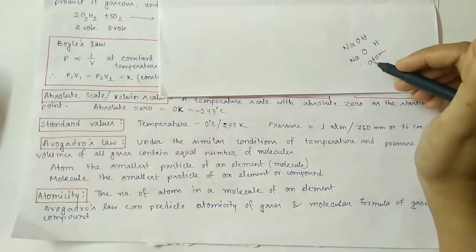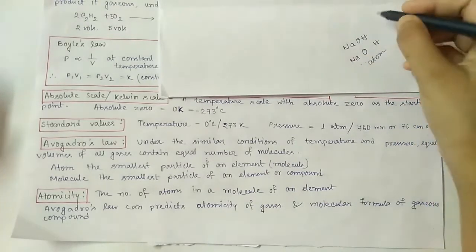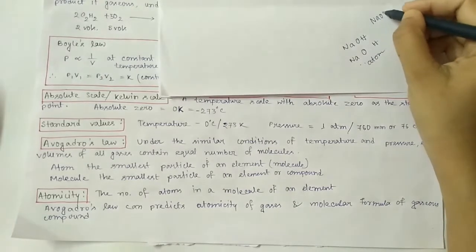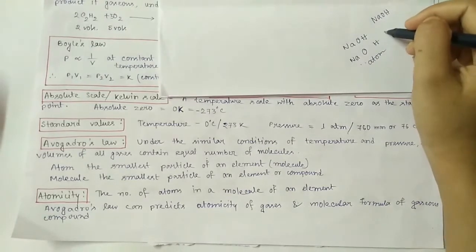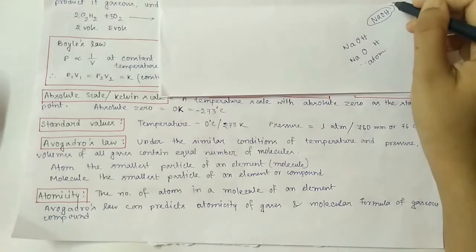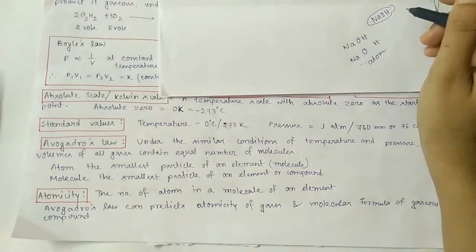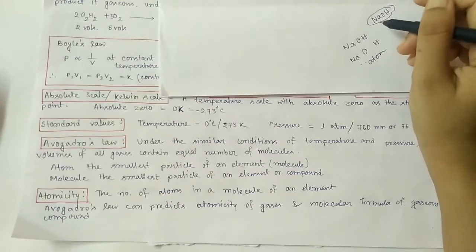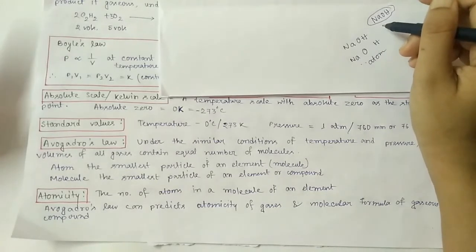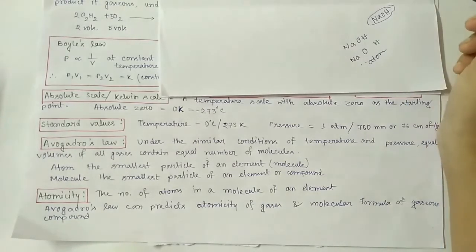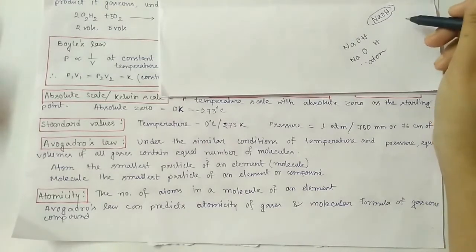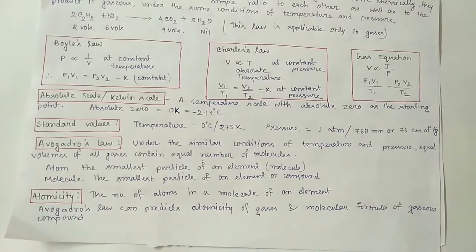Similarly, we can see that in NaOH base, there are n number of NaOH molecules. That is why we can conclude that a molecule is the smallest particle of an element or compound. Here one NaOH molecule is the smallest particle of NaOH base. Now, atomicity. Atomicity is the number of atoms in a molecule of an element.